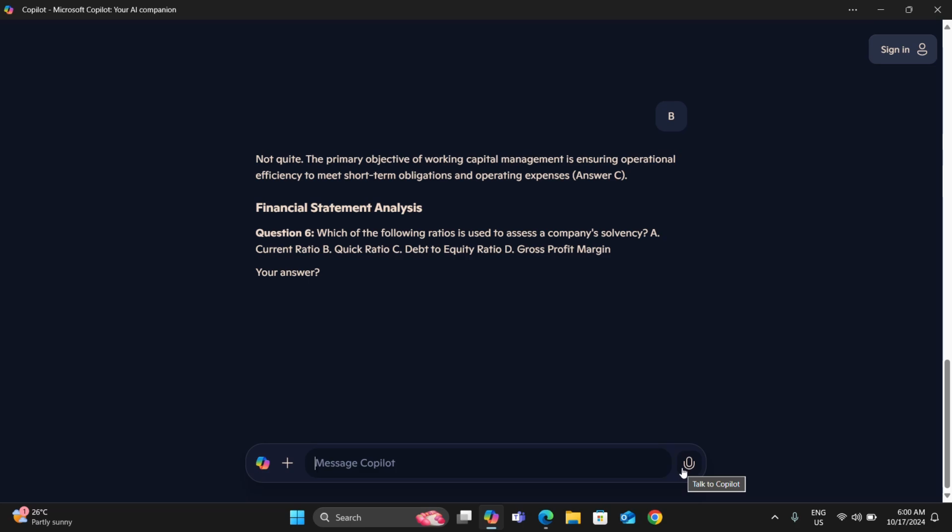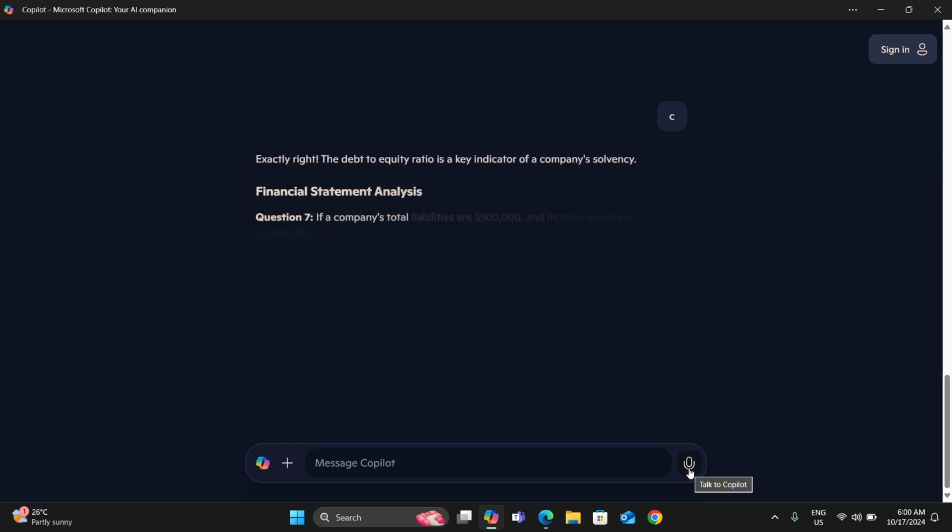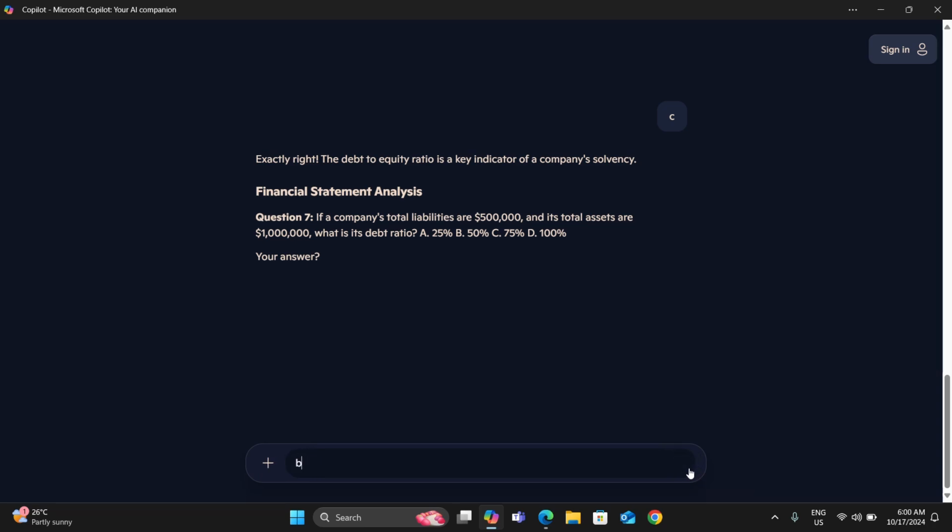So question number 6. Which of the following ratios is used to assess a company solvency? Solvency, current ratio is not solvency, it's liquidity ratio, quick ratio also. And we have letter C. For me, it's letter C. Now let's go to question number 7. If the company's total liabilities are 500,000 and its total assets is 1 million, what is its debt ratio? Of course, it's 50%. Debt ratio is just debt over the assets. So that's letter B.